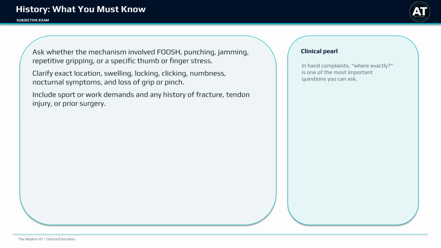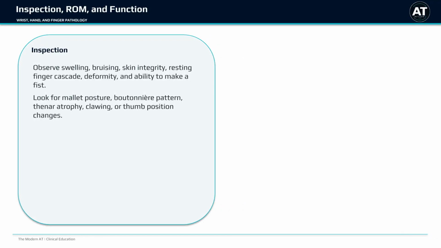Ask about swelling, locking, clicking, numbness, night symptoms, grip weakness, pinch weakness, loss of motion, instability, and sport or work demands. Catching, gripping, typing, lifting, blocking, or weight bearing through the hand all change the functional priority. Inspection, motion, and function are essential because small deficits can be meaningful.